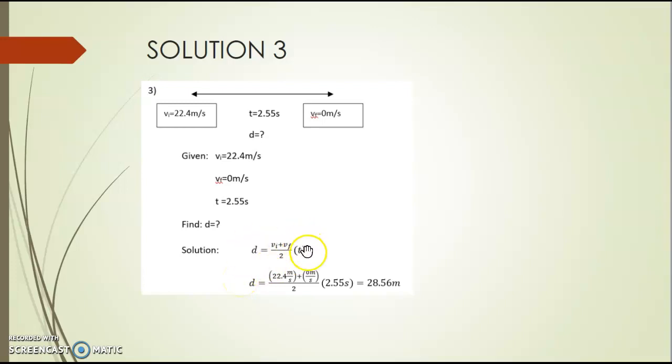That's Vi plus Vf over 2 times time. It was taken from the formula velocity is equal to distance over time, right? But we have the average velocity here. This is our formula for average velocity. Average velocity multiplied with time is distance or displacement. And we have 28.56 meters as the distance it traveled.